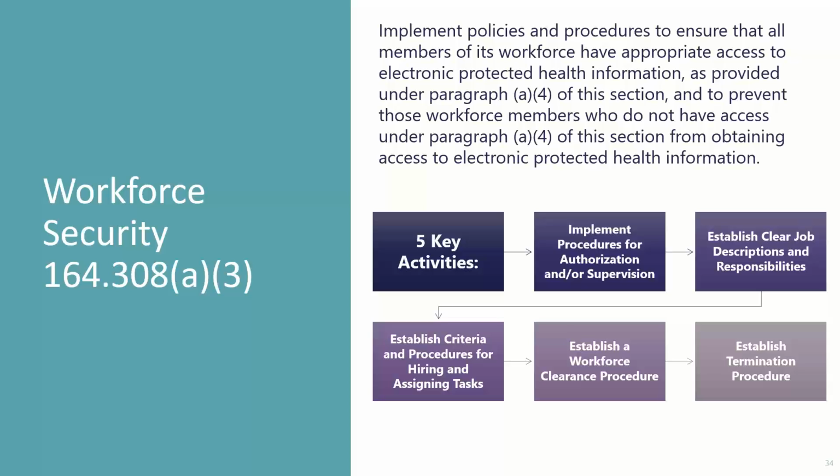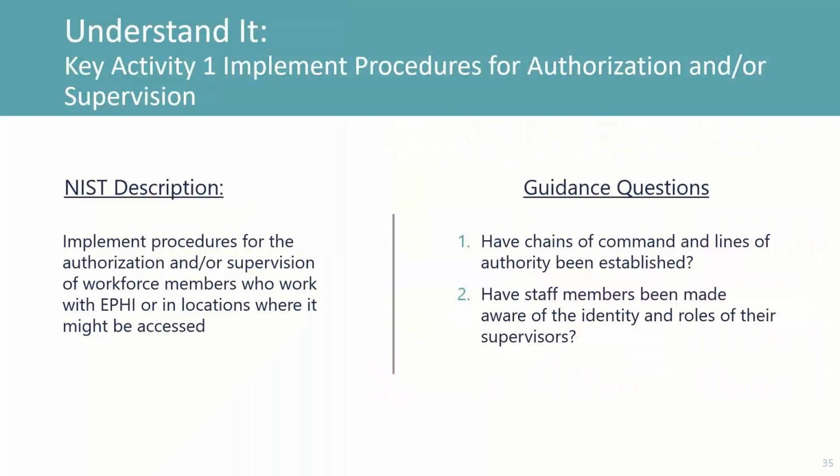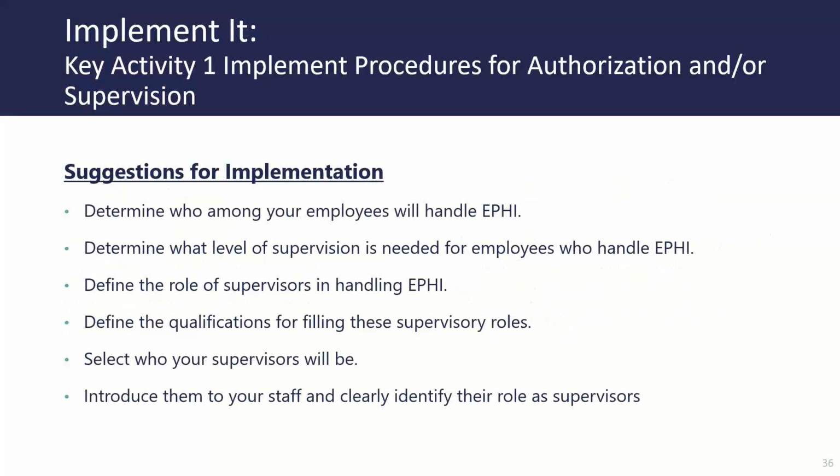So again, what are your policies for hiring, firing, and establishing this clearance? And how is that relayed to the IT folk? You want to make sure you have chains of command and lines of authority, and that they have all been established, and that staff members have actually been made aware of the identity and roles of their supervisors, so that they know when to go to the supervisor if something comes up.